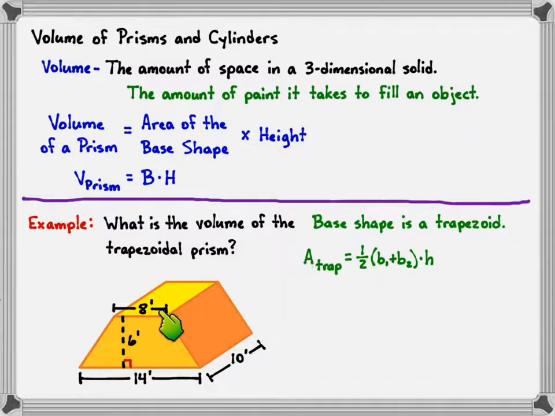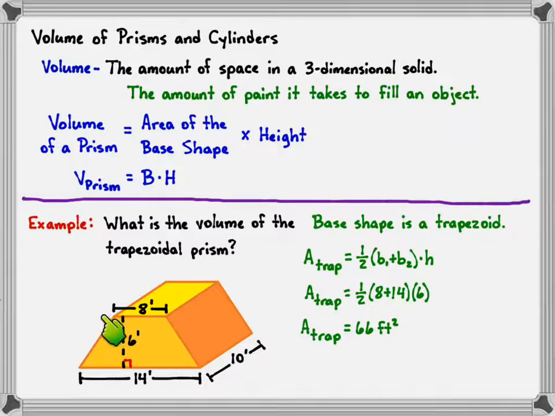So what are the bases of this trapezoid? Well, the bases of this trapezoid are the two sides that are parallel. So the two bases are 14 and 8. And then the height of this trapezoid is 6. So we can find the area of the trapezoid by plugging those values in. It'd be 1/2 times (8 plus 14) times 6. Simplifying that, we add the 8 and the 14 first, and then multiply everything, and we end up with 66 feet squared.